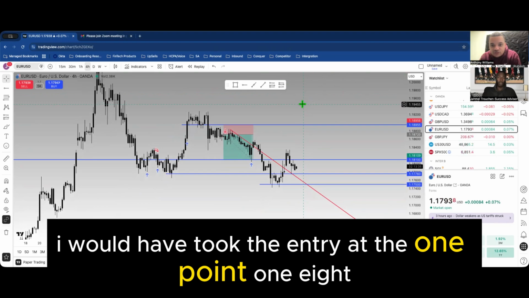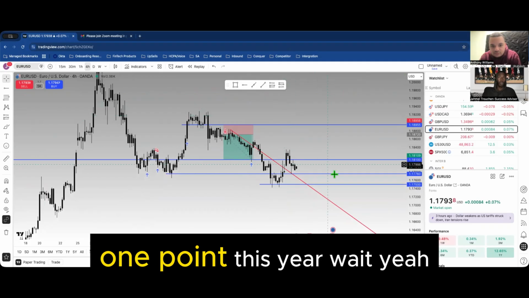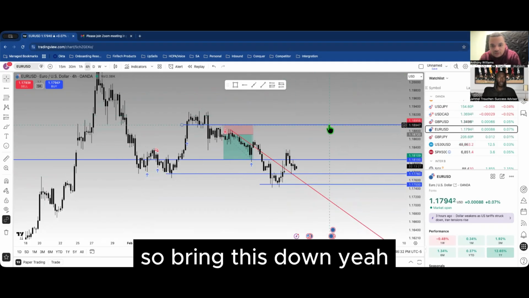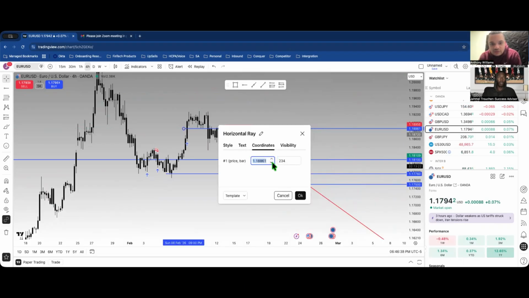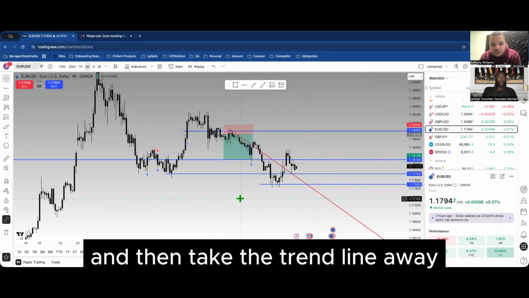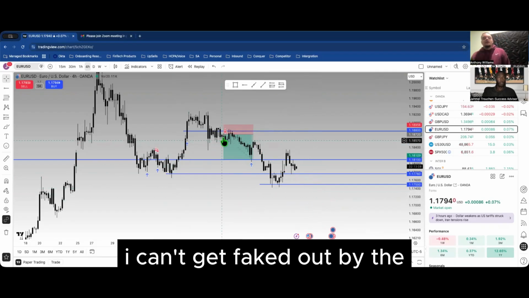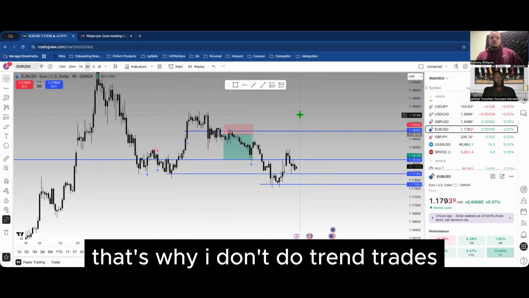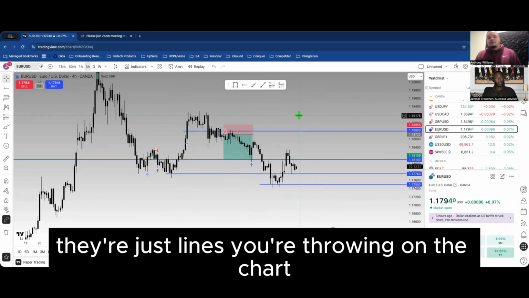I would have taken the entry at the 1.18800. If you bring this down to 1.18800 and then take the trend line away, you could have just waited. When you take the trend line away, I can't get faked out. That's why I don't do trend trading, because trend lines aren't price. They're just lines you're throwing on the chart.